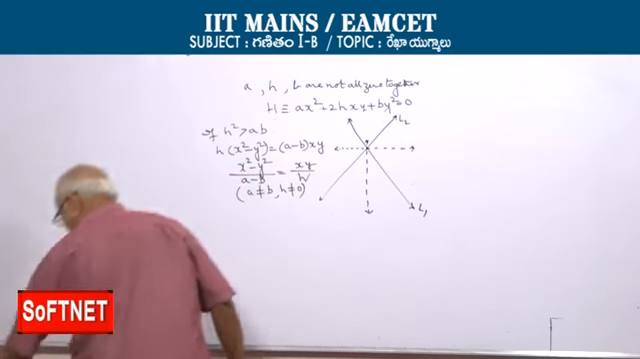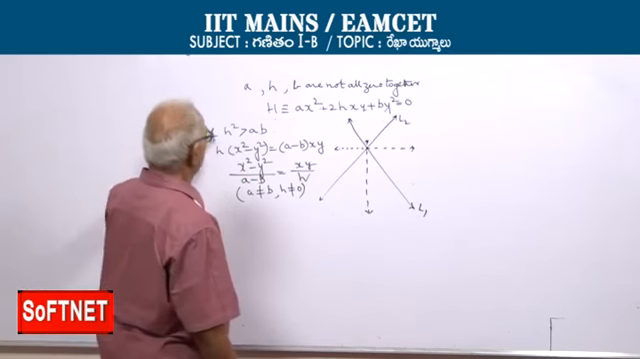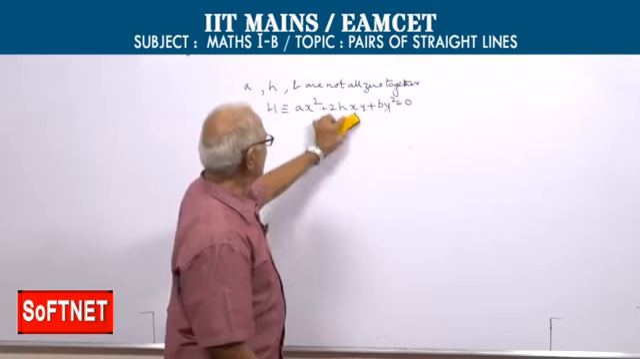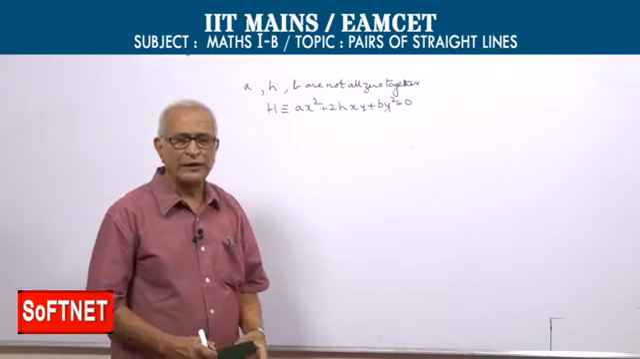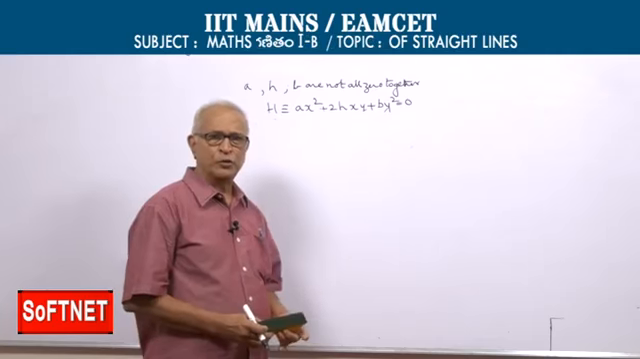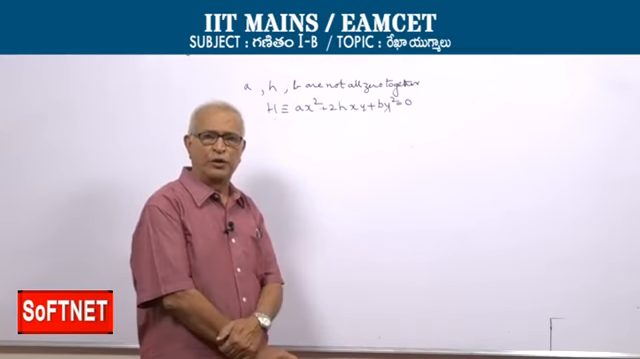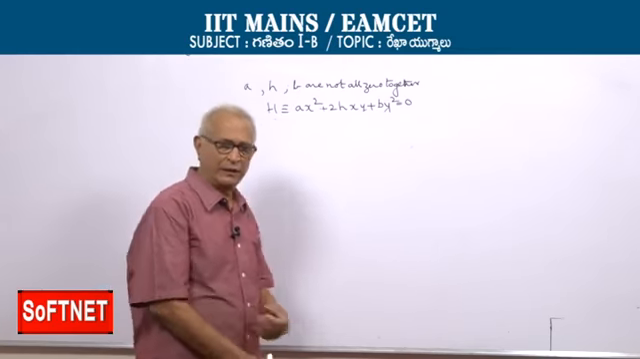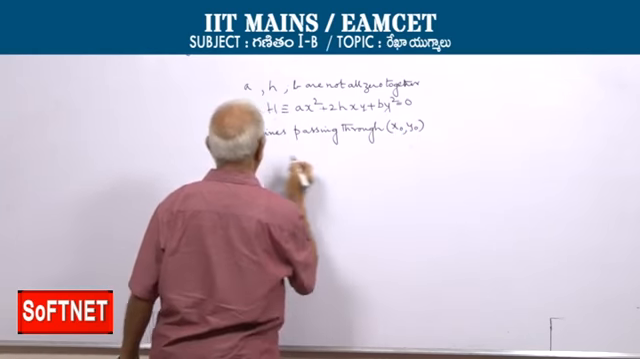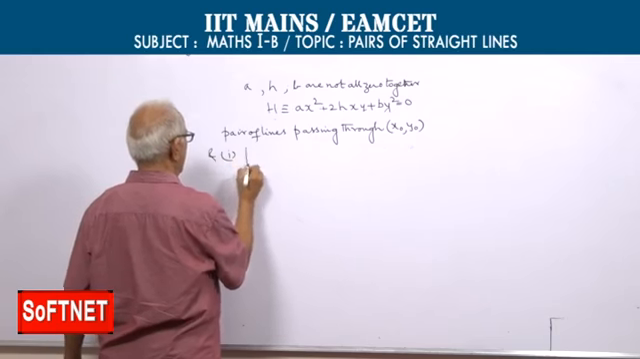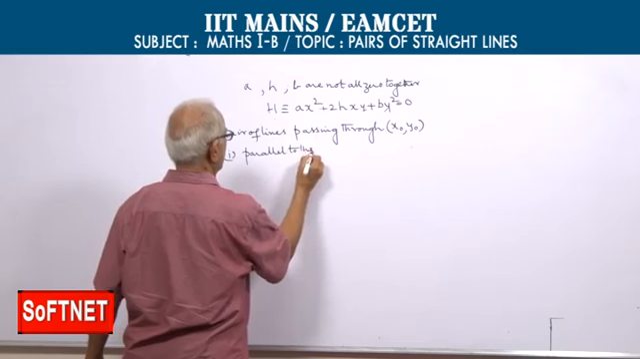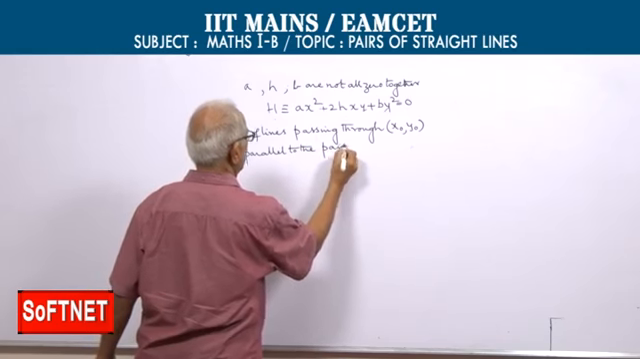Then, sometimes you may be required to write the equations of the lines parallel to and perpendicular to the lines represented by h equal to 0 and passing through a given point x naught y naught, and one parallel to the pair h equal to 0.